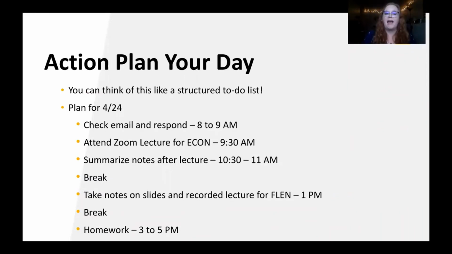Okay, so my final type of action plan is the one that I use all the time. I action plan my day a lot. So this is an action plan for your day for Friday, right? What I did first is I'm going to check my email and respond, and I'm going to set out an hour of time for that. That's really important for me to stay up to date on everything, right? And then I'm going to attend my Zoom lecture for econ at 9:30. Now, that's something that occurs every week, but I'm still writing it down to remind myself to go and to give myself the motivation to be there.